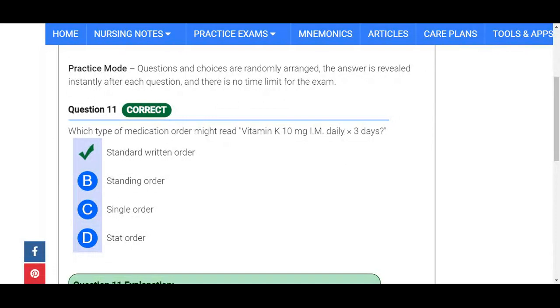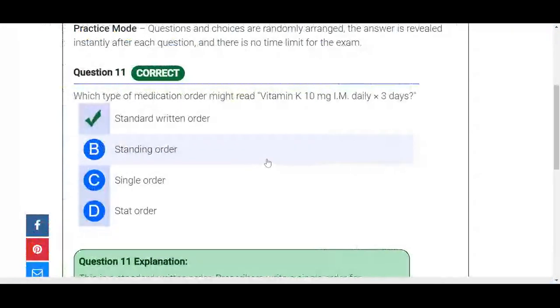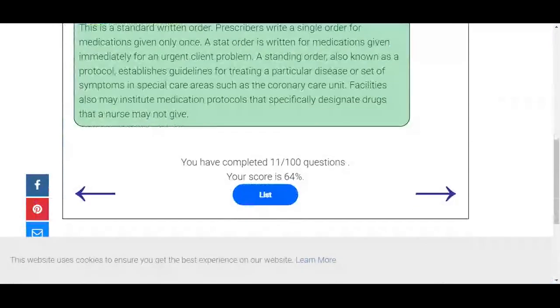Accordingly, the dosage is 10 milligrams and the route is IM, intramuscular, and the administration is daily, and the duration is 3 days. So it's complete. It is a standard written order. So this is how prescriptions actually look like.